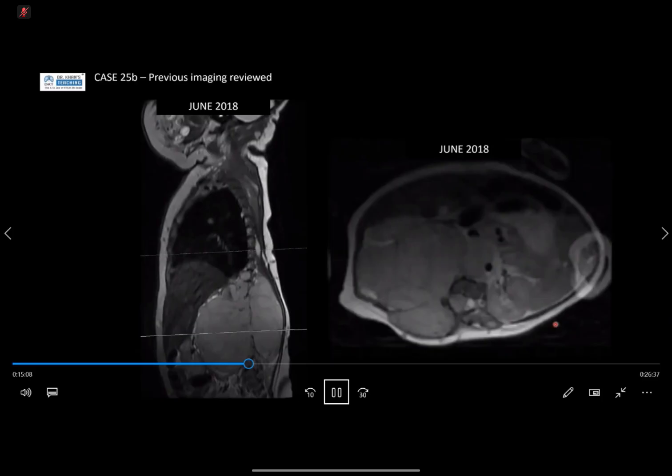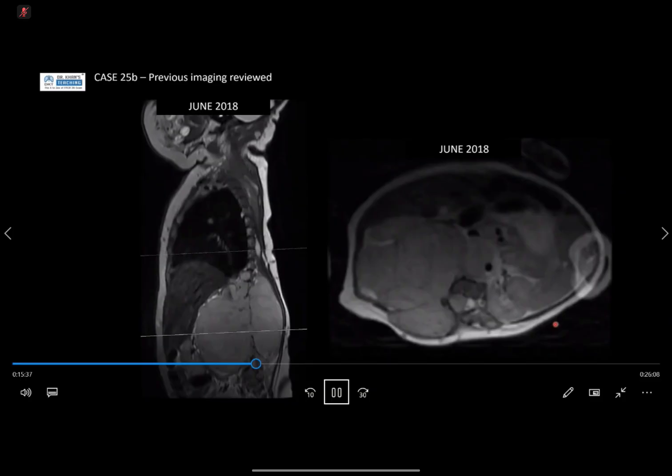So this is an MRI, T1, coronal, sagittal, and axial, showing a large T1 isointense mass lesion arising in the right renal, right paravertebral region with extension through the neural foramen. So this could represent a neuroblastoma.